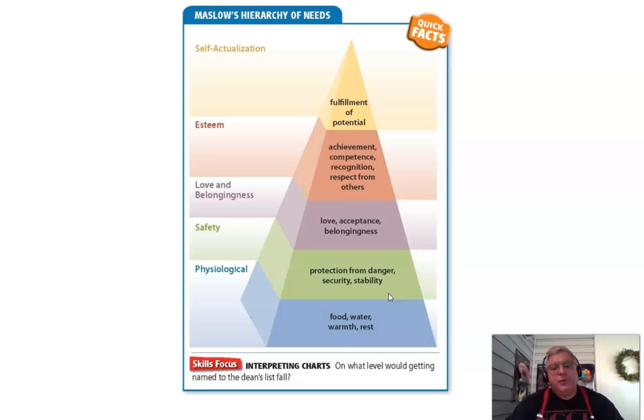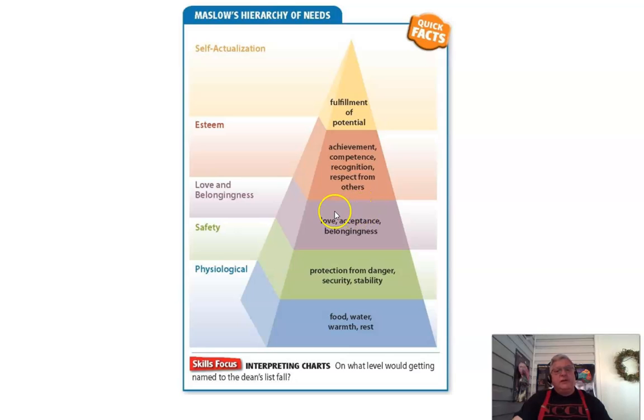So once we find a place to stay, we want to find a safer place where we're not going to be robbed or attacked by animals or something like that. Then after we've accomplished these two things, we can typically look for love, acceptance, and belongingness. So we look for other people to be friends with and to gain acceptance that way.